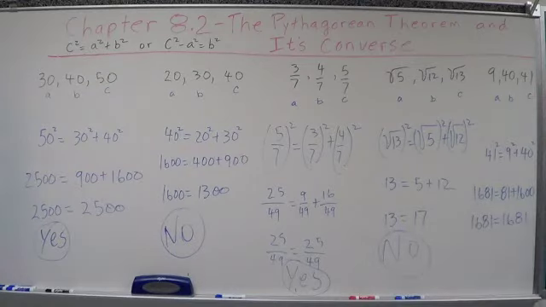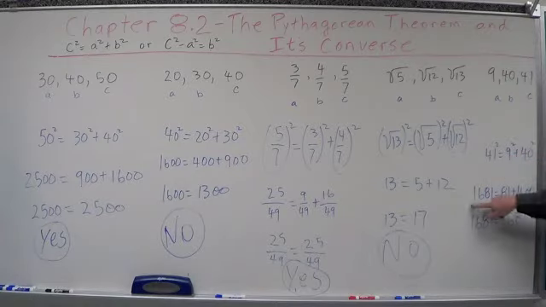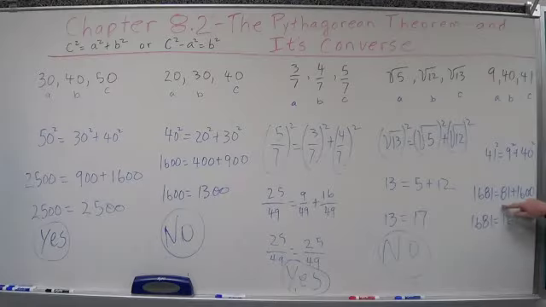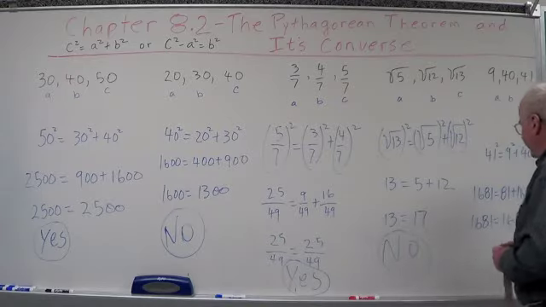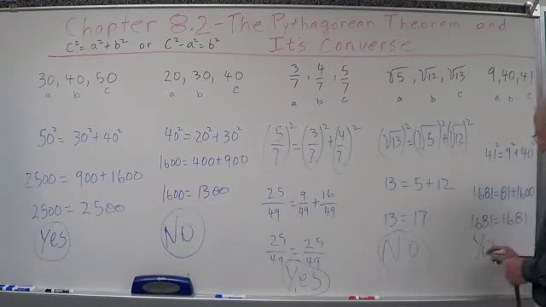Now let's look at this one. 9, 40, and 41. Which one's the biggest? 41, so that must be the hypotenuse. We're going to put it out front, make it c. 41 squared equals 9 squared plus 40 squared. 1681 equals 81 plus 1600. Well, I think when you look at that, you can see 1681 equals 1681. So this is a yes.